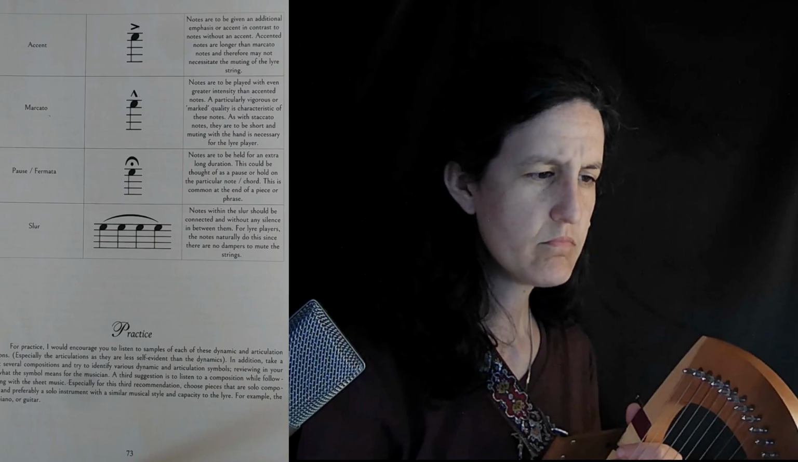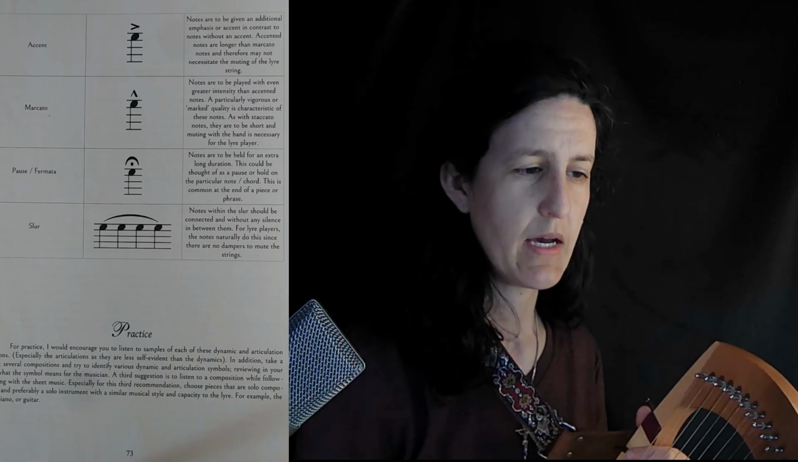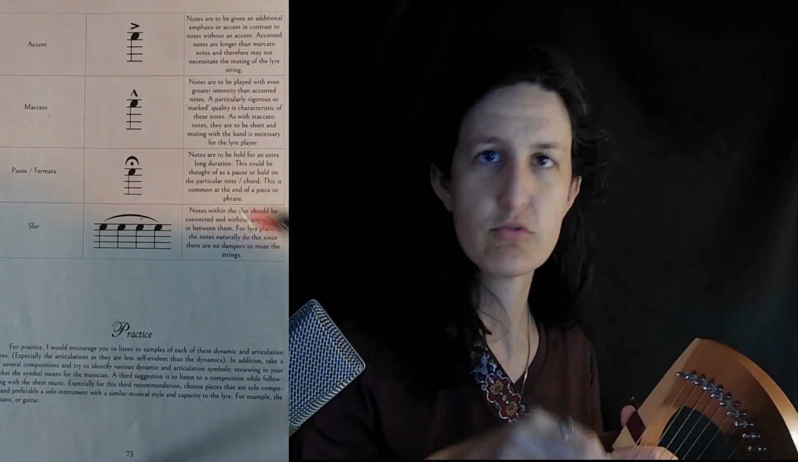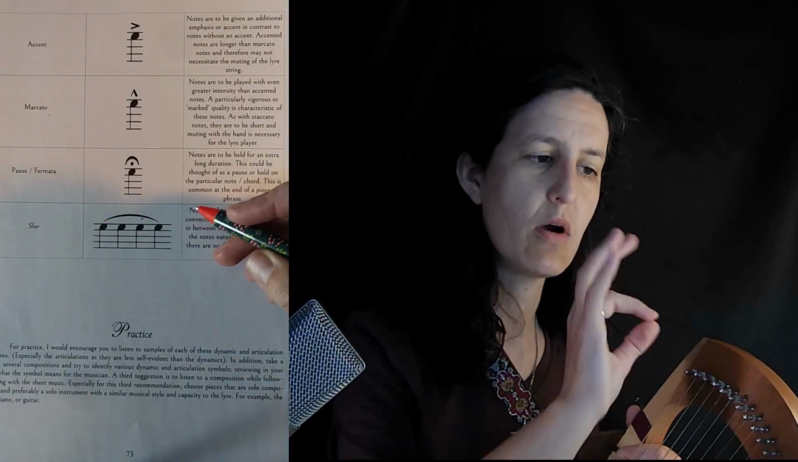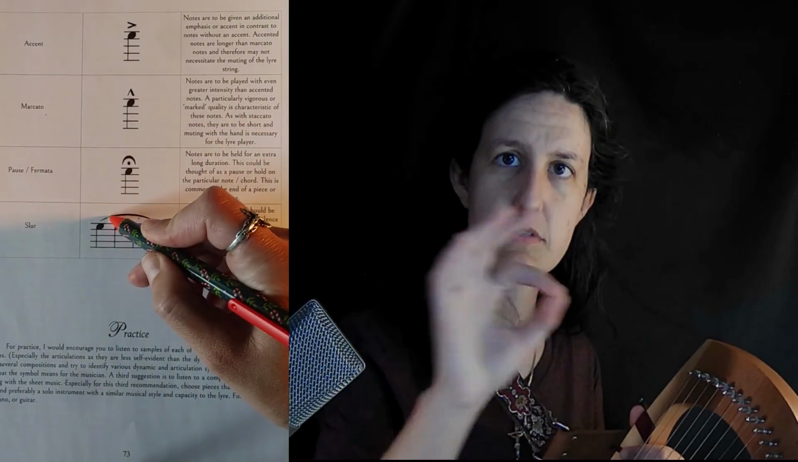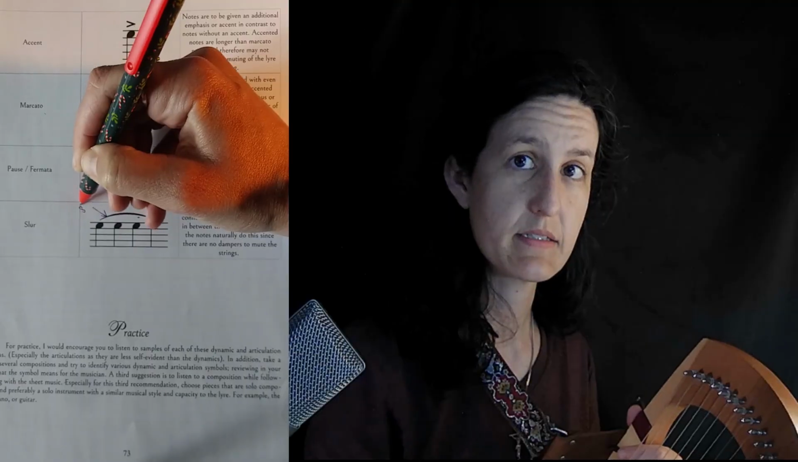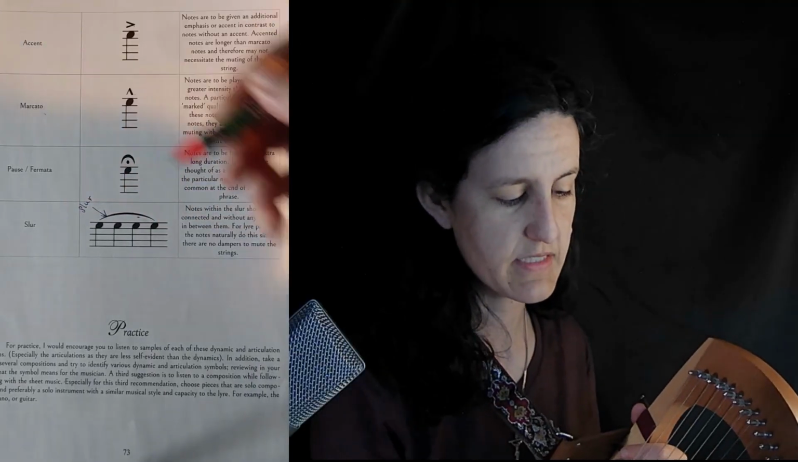Okay. And then finally, the slur. We've already talked about legato. So a slur is simply indicating that you should play legato. Slur is the name of the line that connects the notes. Legato is the way in which you play it. So legato, again, is just connecting all these notes.